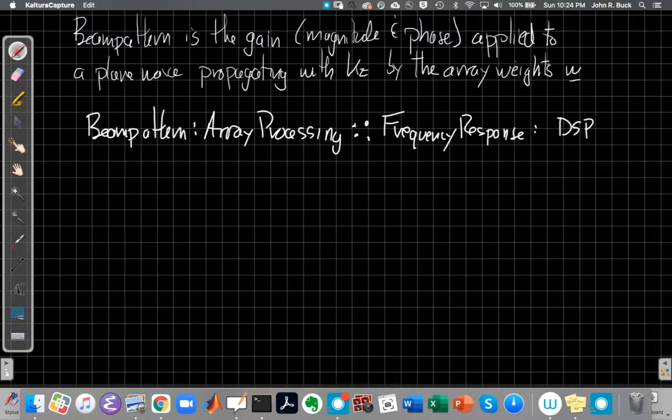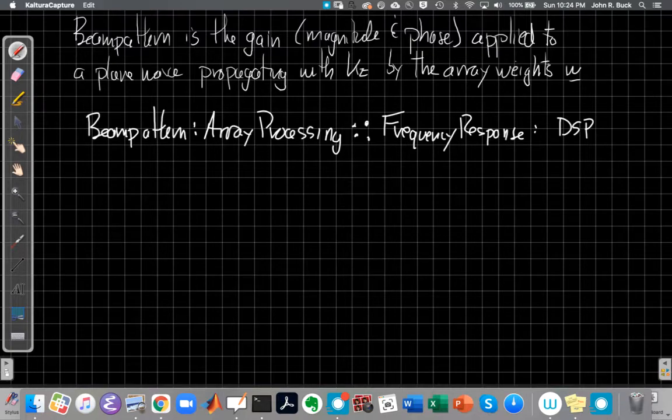All right, so now in terms of developing our sense of analogy, the beam pattern for array processing is like the frequency response for DSP or time domain processing. Both of them are looking at a single filter, whether that filter is w or h of n, the impulse response, and either one is telling us how the filter will process every possible input. In the beam pattern case, it's all the possible plane waves. In the DSP case, it's all the possible complex exponentials.